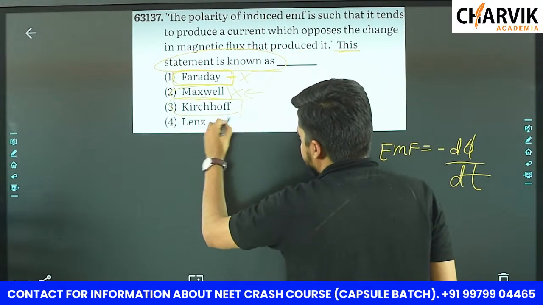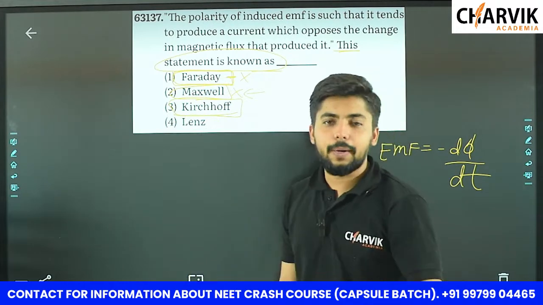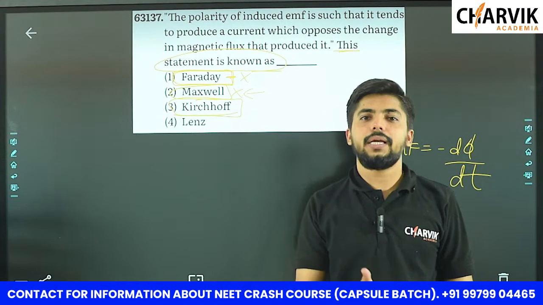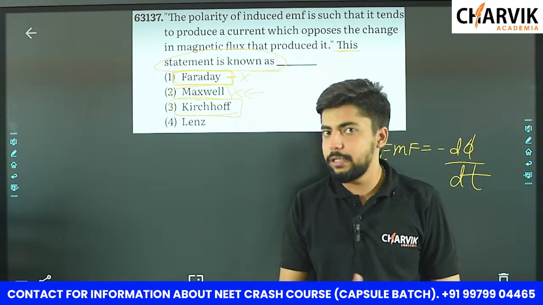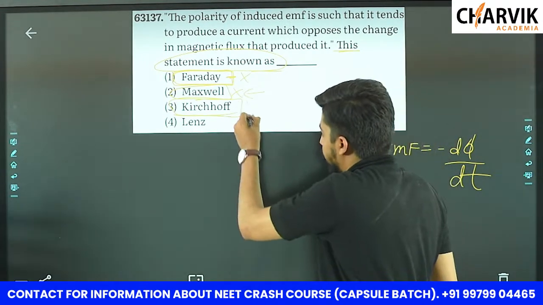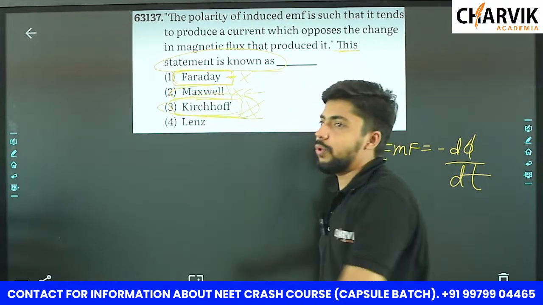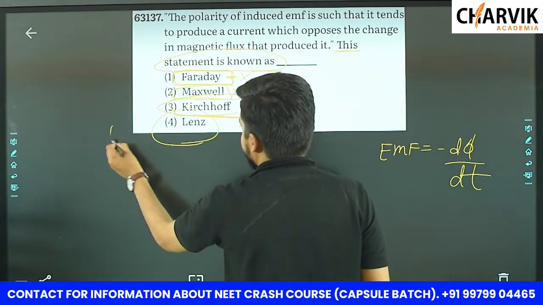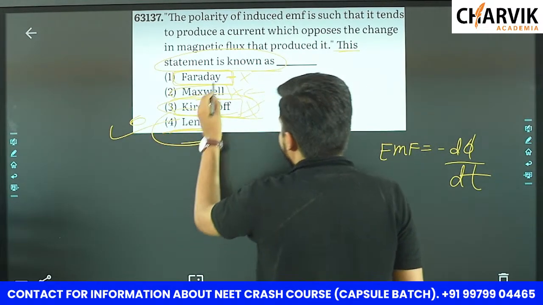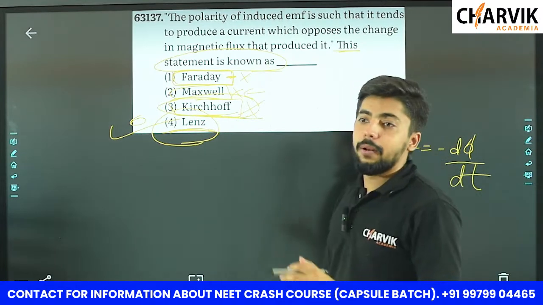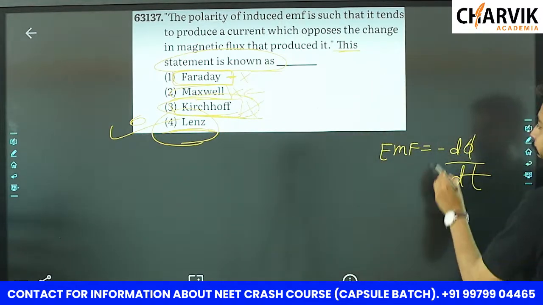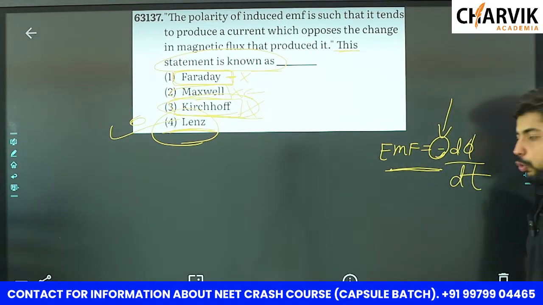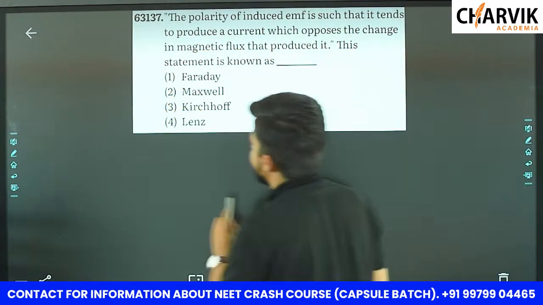Then there is Kirchhoff. We are all very well aware, standard 12 chapter number 3, there are the two laws of Kirchhoff in electricity, which are KCL and KVL, current law and voltage law. There is no chance that any student will make a mistake on this option. And then we remain with only one option, which is Lenz. Yes, Lenz made this statement that this EMF will oppose the change, and that is why you have this negative sign in the formula of Faraday. So your correct answer becomes the fourth option, which is Lenz.